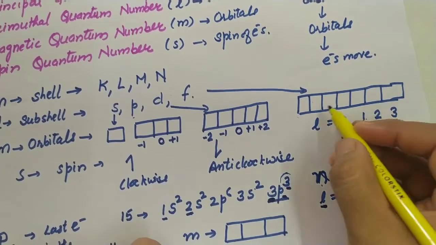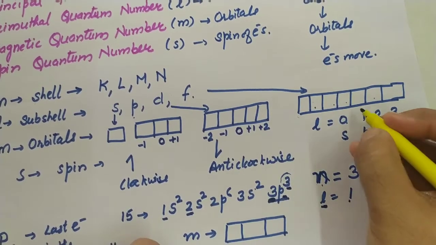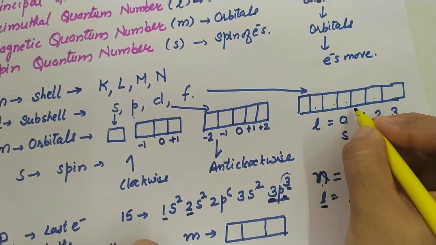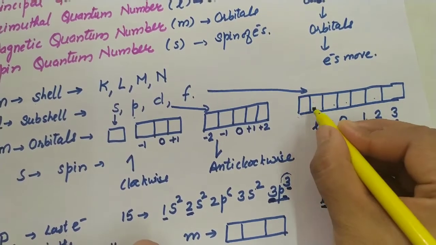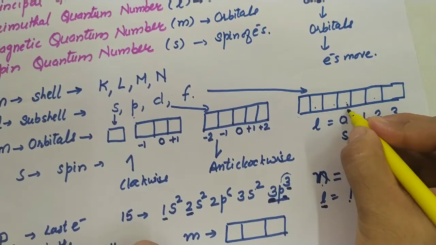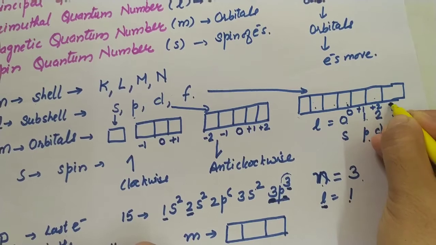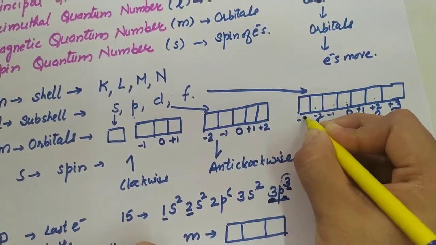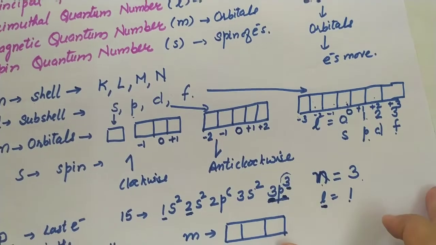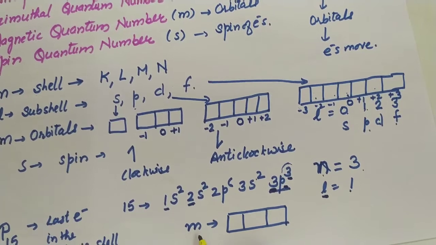This is the f orbital, 1, 2, 3, 4, 5, 6, 7. At the center, 7 orbitals means 3 and 3. We will leave the fourth orbital, 1, 2, 3, 4. The fourth orbital is written as 0, plus 1, plus 2, plus 3, minus 1, minus 2, minus 3. Okay, and now in m, find the value of m.